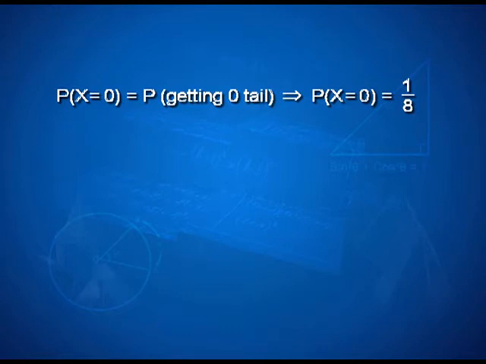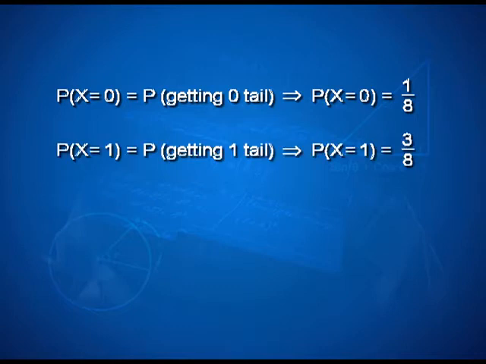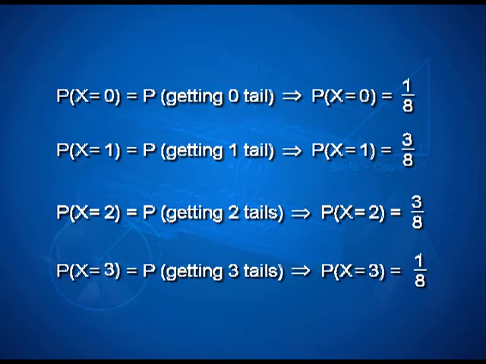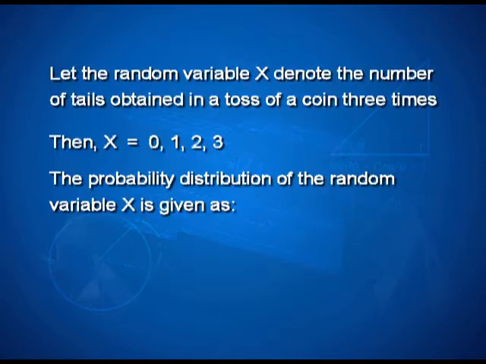At the same time, probability of x equal to 1 would be getting one tail, and that is 3 by 8. Getting two tails is probability of x equal to 2, which is again 3 by 8. Probability of x equal to 3 is the same as probability of getting 3 tails, which comes out as 1 by 8. So, corresponding to the random variable x, which denotes the number of tails, that is x takes value 0, 1, 2 and 3, we work out the probabilities of each one of them.